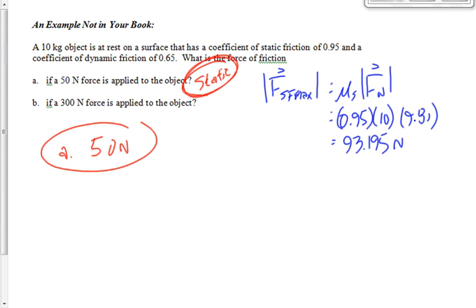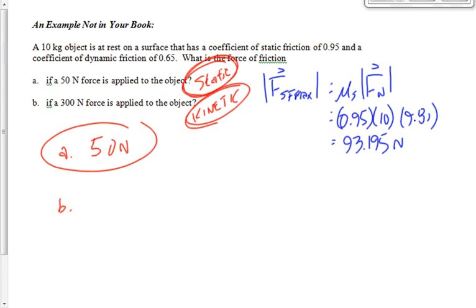All right? So get the max force. If that value is less than the max force, it doesn't move. Static friction value will be the exact value that I push with. Now, what about question B? Does it move in question B? Kenzie? Yes, it does. So what kind of friction do I have? Good.